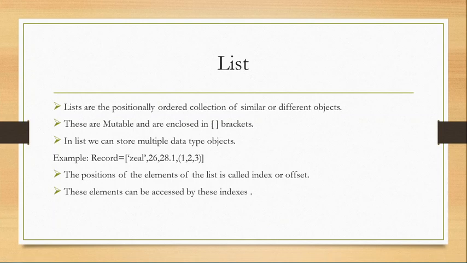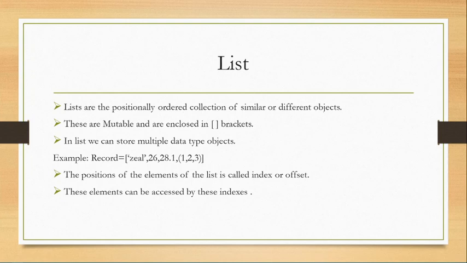Let us see about lists. As you know, lists are mutable. Lists are positionally ordered collections of similar or different objects. These are mutable and are enclosed in square brackets. In a list, we can store multiple data type objects.